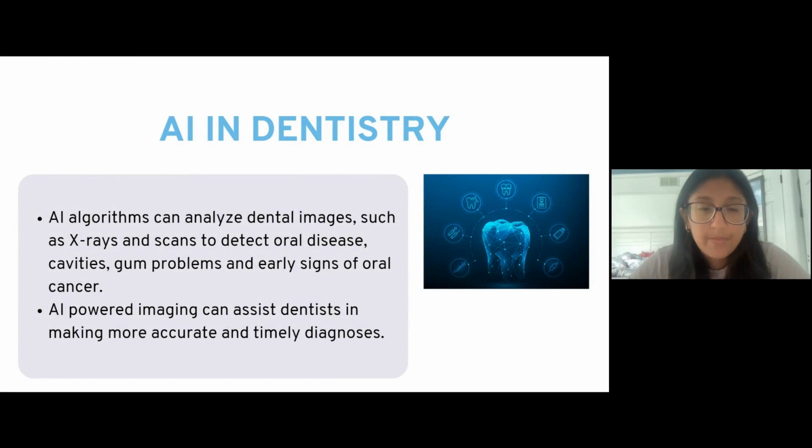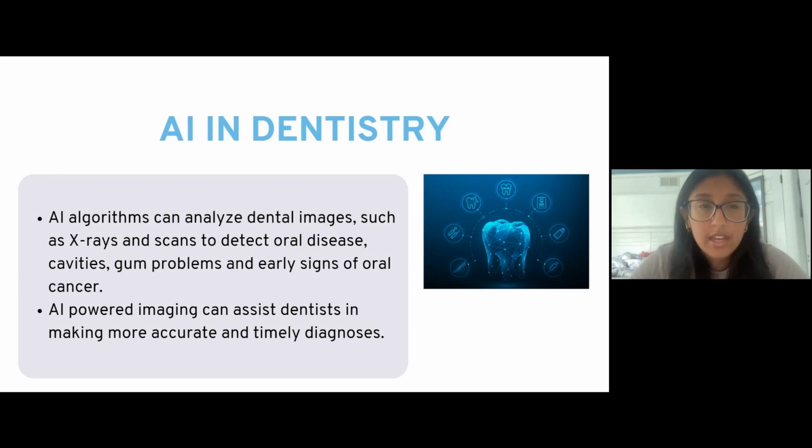AI and dentistry. I'm pretty sure 98% of you have all been to the dentist, right? Yeah. So AI algorithms can analyze dental images such as x-rays and scans to detect oral disease, cavities, gum problems, and early signs of oral cancer.